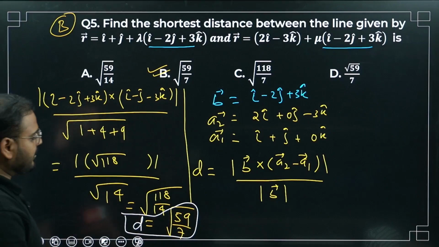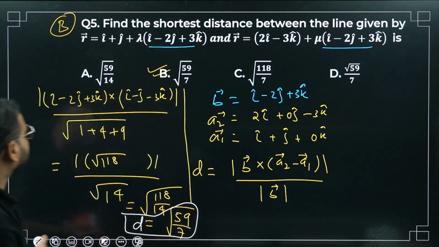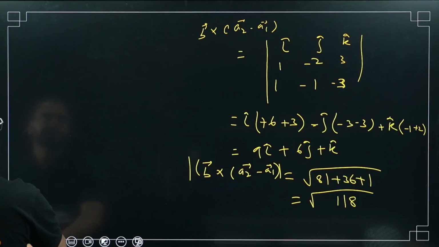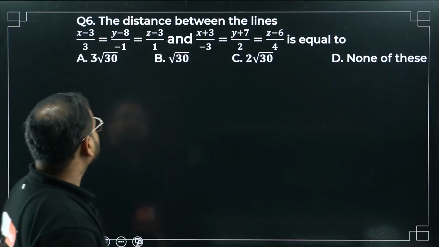D is root 59 by root 7. Option number B is the correct answer. Please have a look. This is simple. Okay, question number 6. Same concept.